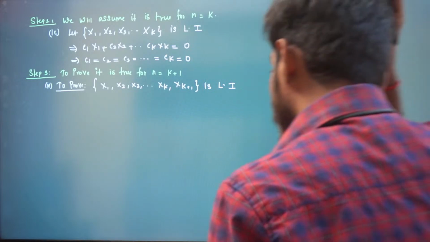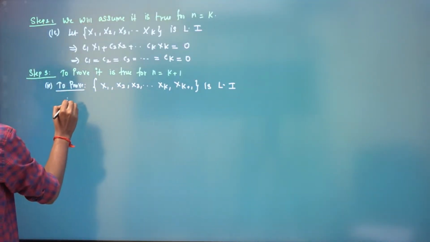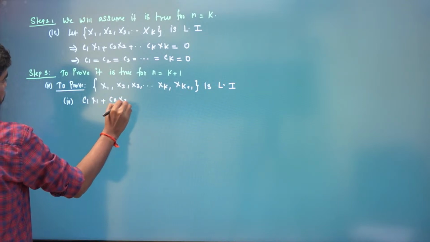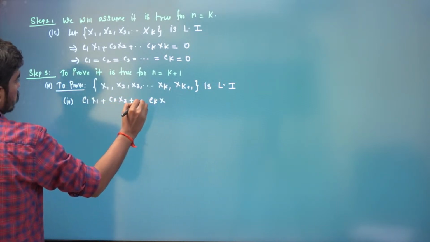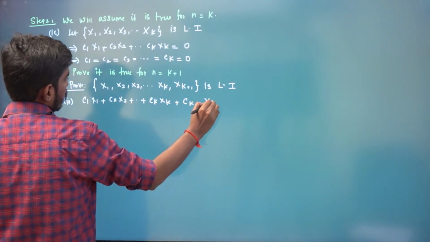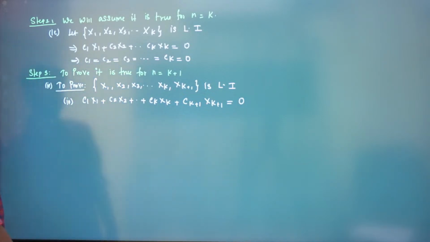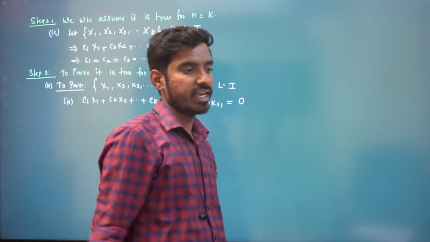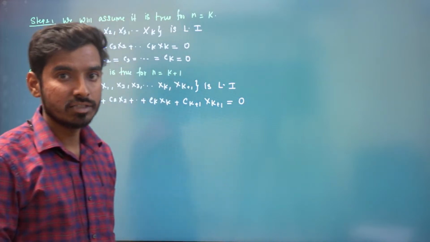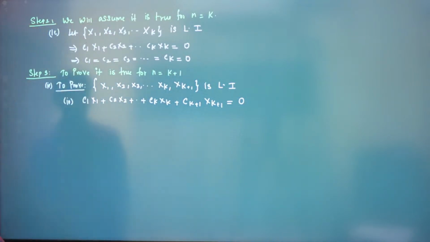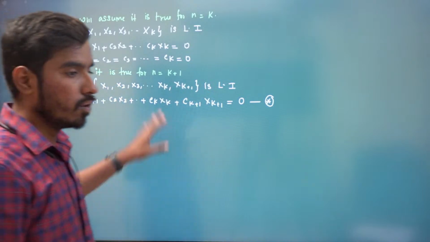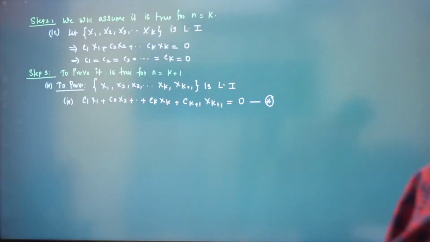Okay. So we need to prove: c1 x1, c2 x2 and so on up to ck xk plus ck plus 1 xk plus 1. If this linear combination is 0, I need to prove all the scalars c1, c2, c3, and so on up to ck plus 1 are 0. Okay, so we'll prove this. Let us call this star. I'm going to do two things on star. Is it clear up to now?